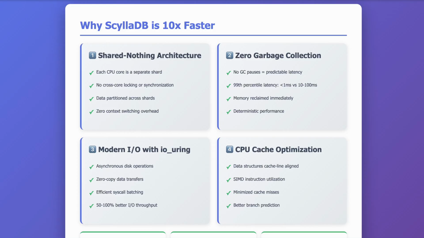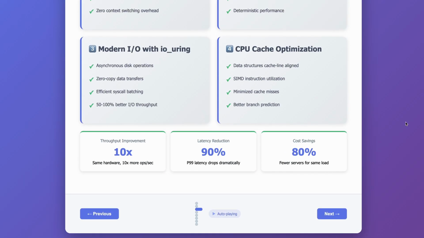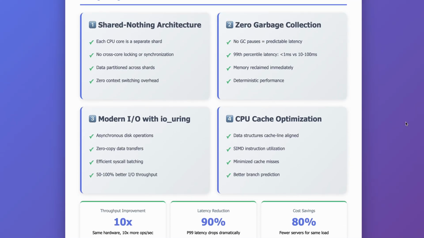Third, modern I/O with io_uring. ScyllaDB uses asynchronous disk operations, zero copy data transfers, and efficient syscall batching. This delivers 50 to 100% better I/O throughput. Fourth, CPU cache optimization. ScyllaDB's data structures are cache line aligned. It utilizes SIMD instructions, minimizes cache misses, and improves branch prediction.